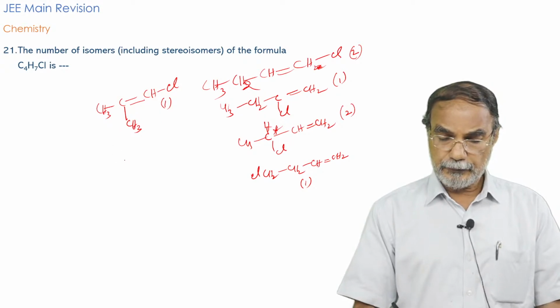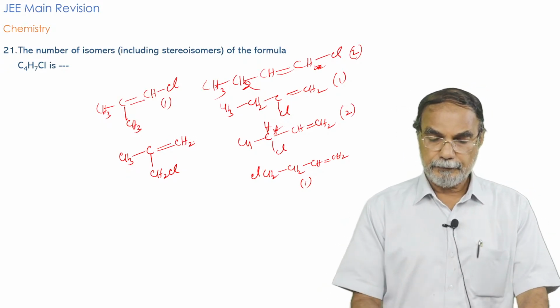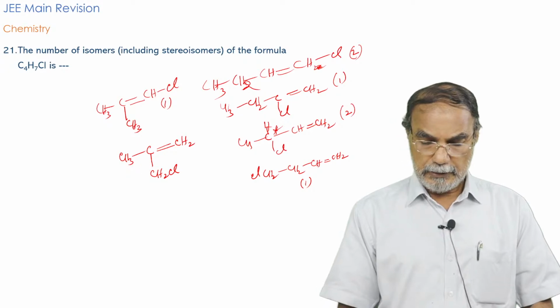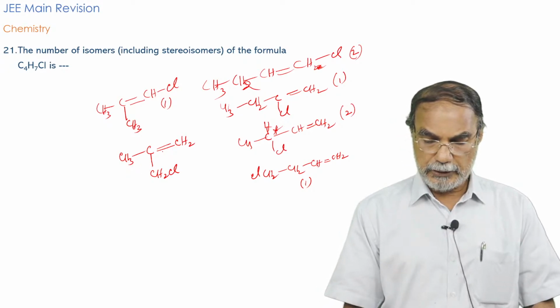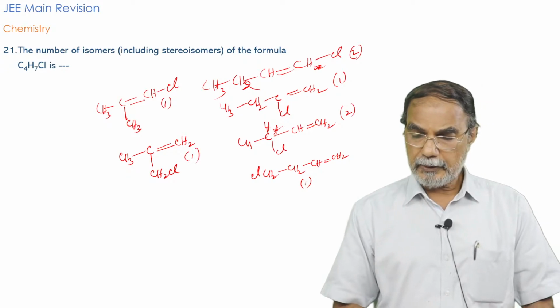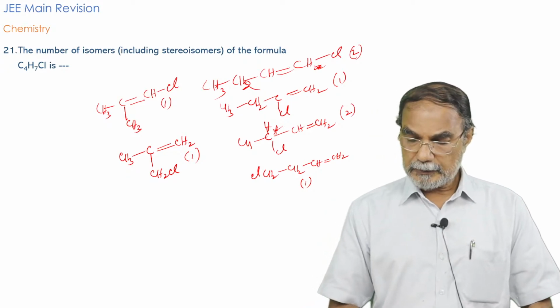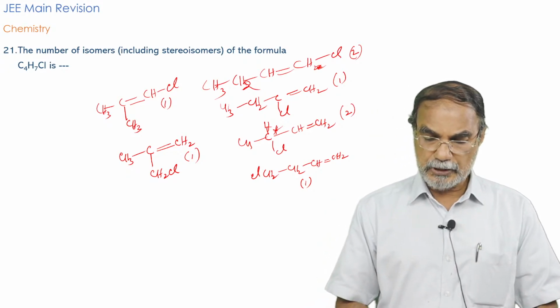And if this methyl group is substituted here, what about this compound? CH3C, CH2Cl, double bond CH2, that is possible. However, this compound also can have only one isomer. So you can count the number of isomers, whether there is a possibility of geometrical isomerism, and count.